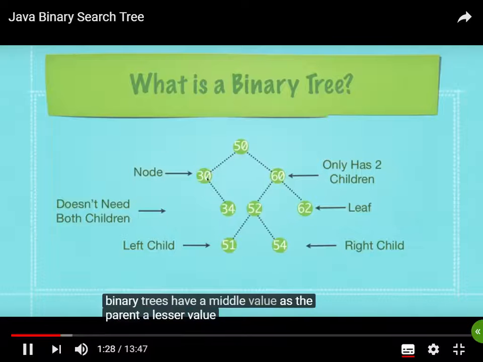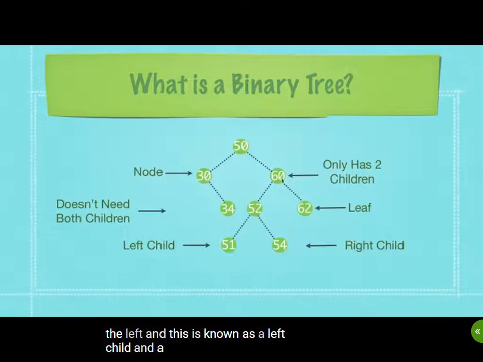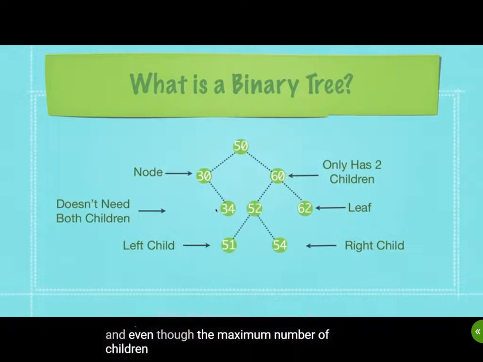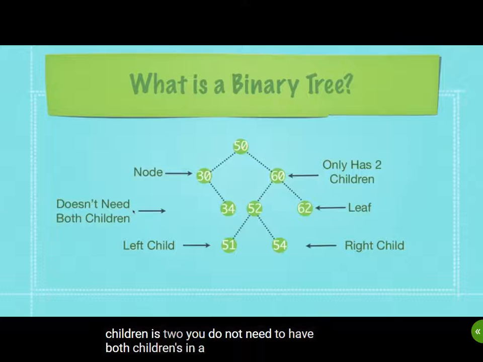Parent, a lesser value than the parent on the left, and this is known as a left child, and a greater value than the parent on what is known as the right child. You still have leaves, of course, and even though the maximum number of children is 2, you do not need to have both children in a binary tree.